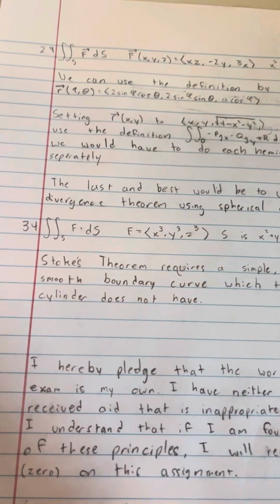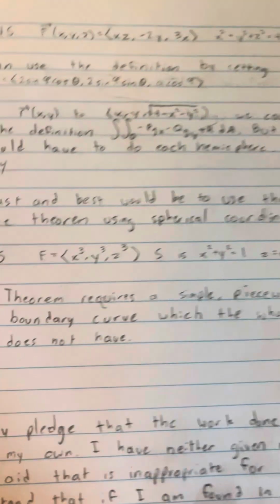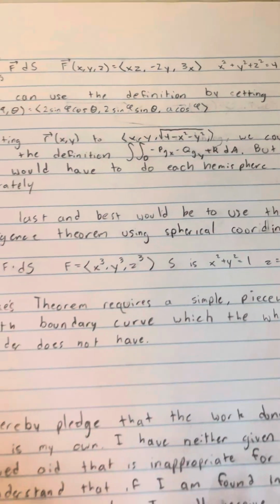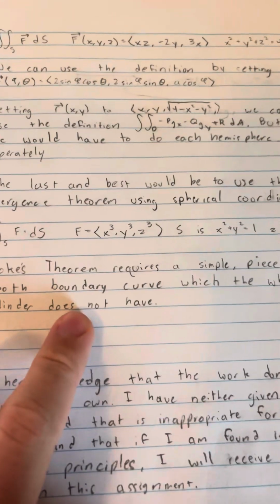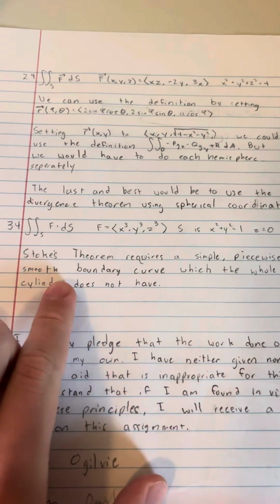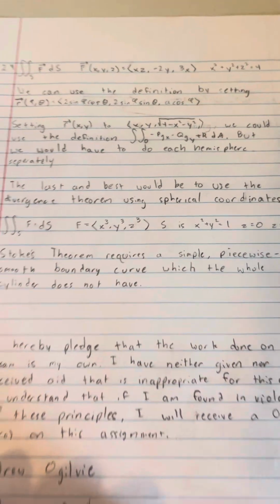And then exercise 34, the last one, why doesn't Stokes' theorem work here? I said Stokes' theorem requires a simple piecewise smooth boundary curve, which the surface of the cylinder does not have. That's all.